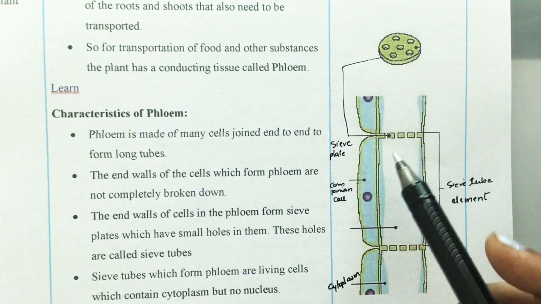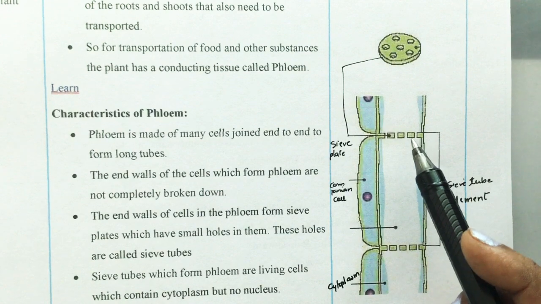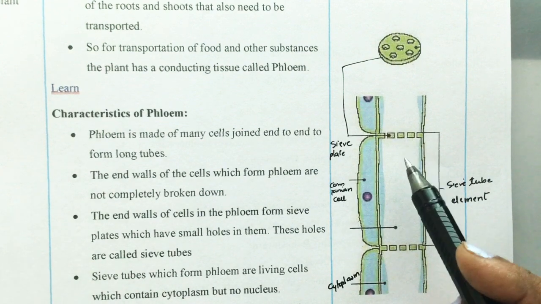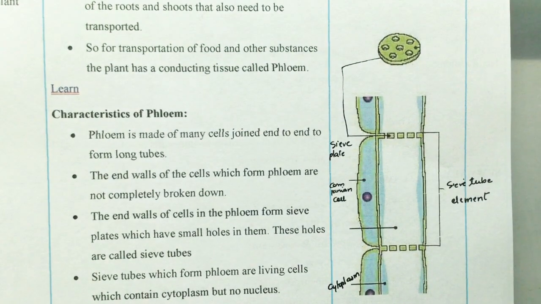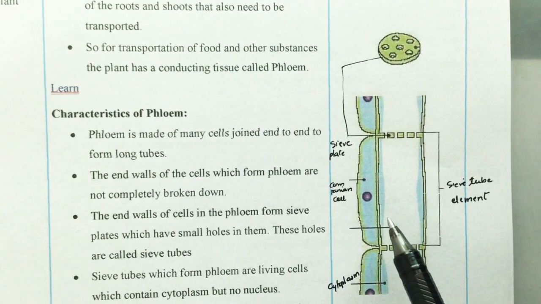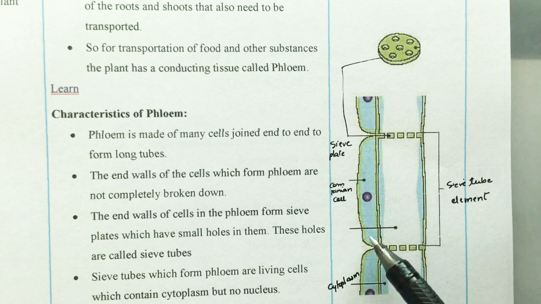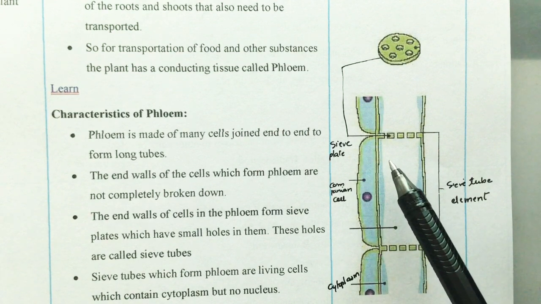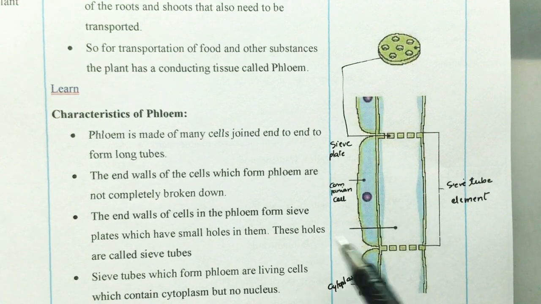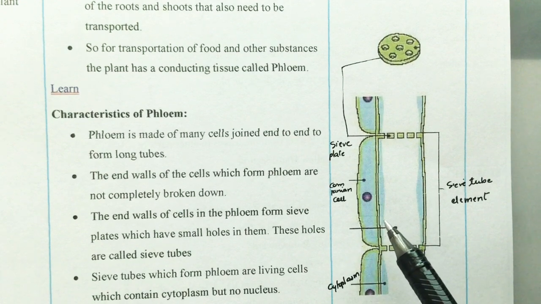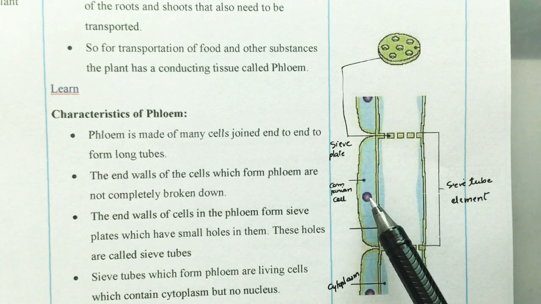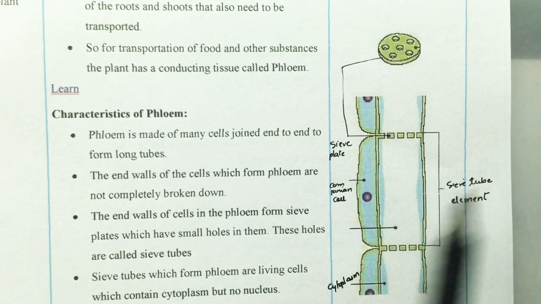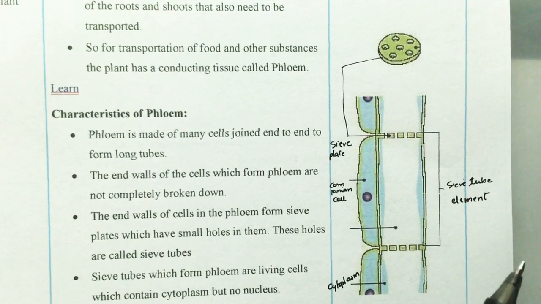And we have to remember that phloem cells are living cells which contain cytoplasm, but they do not have a nucleus, and that each sieve tube or sieve cell has a companion cell next to it, and the companion cell has a nucleus and many other organelles. These are the characteristics we have to learn.